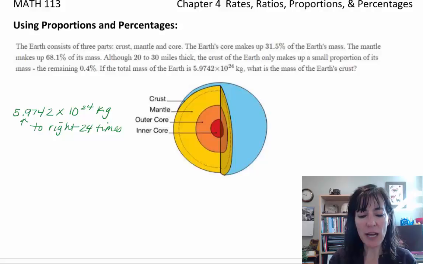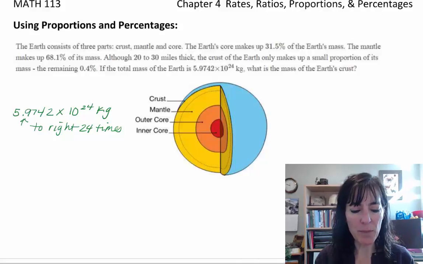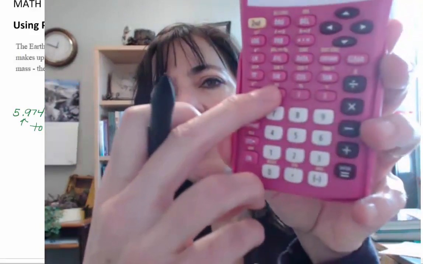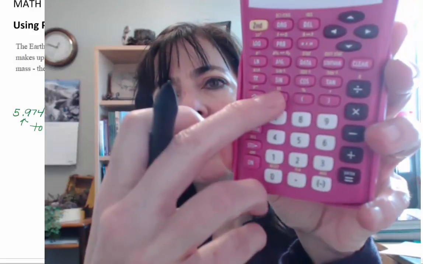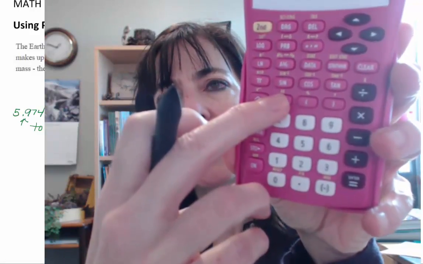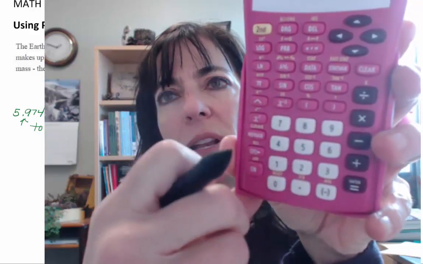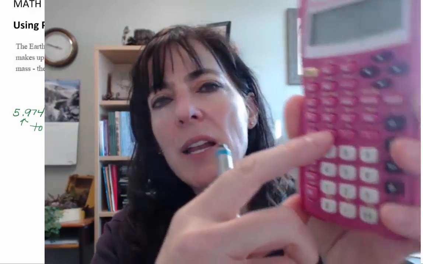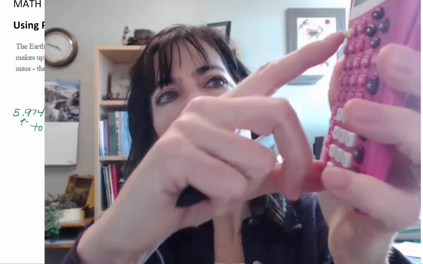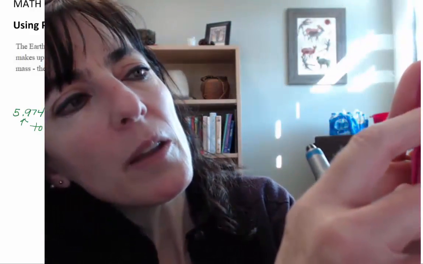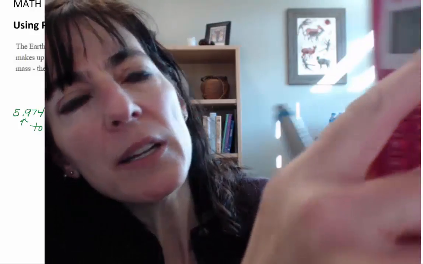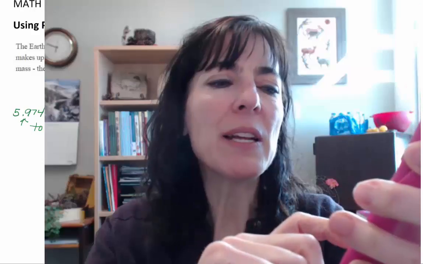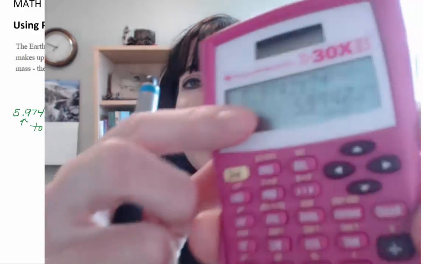Now, your calculator handles scientific notation beautifully, and it's because of this little EE button right here. And we use that button to help us enter scientific notation. So I'm going to put in that 5.9742 just as I would any other decimal, 5.9742. And then I need the EE button, so I'm going to do second EE, and then it puts a little E on my display, and then I type in the 24 for that exponent, and then I push enter, and it's showing it on my calculator.